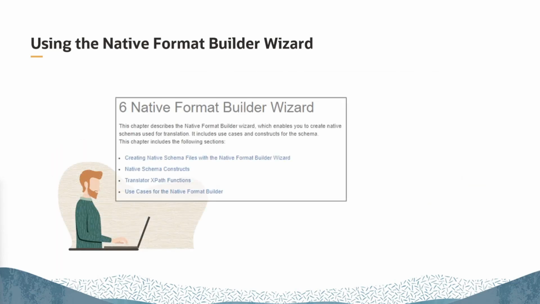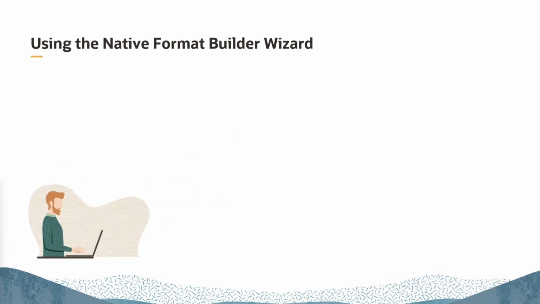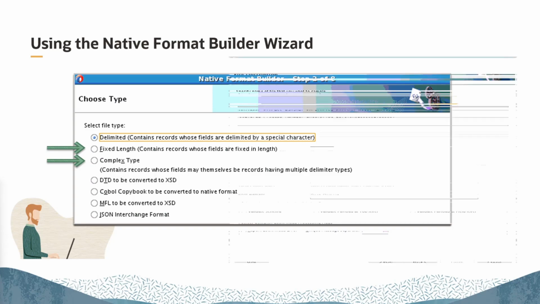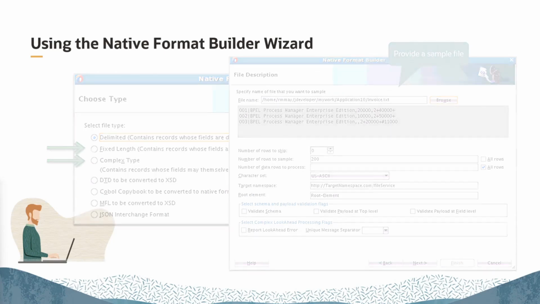If you're going to use this tool, of course, you'll need to access the online documentation to dive deeper, since there are a whole lot of different use cases. And while it's beyond the scope of this training course to teach you how to use this tool, I will give you a quick idea of how it works. You start by indicating the type of file. Since you can handle delimited files in OIC, you'll likely be choosing fixed length or complex. Then you'll bring in a sample file to be parsed by the wizard.